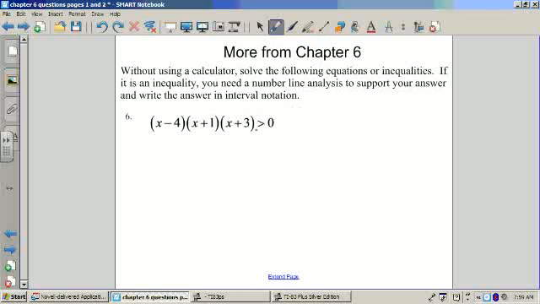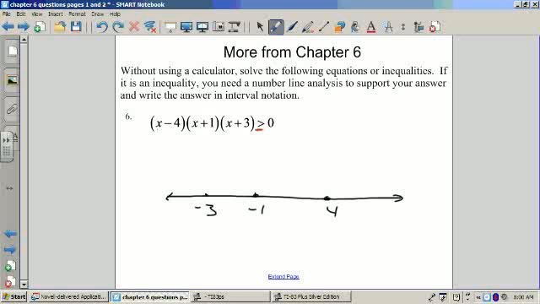Number 6. This time notice that instead of having an equal sign, I have a greater than sign. So I'm going to use a number line analysis. Let me draw my line and first put the zeros on there. x minus 4 means I have a 0 at 4. x plus 1 means I have a 0 at -1. x plus 3 means I have a 0 at -3.